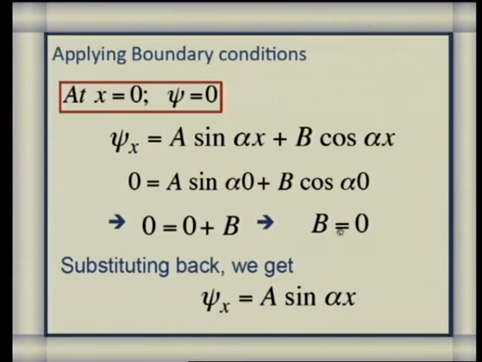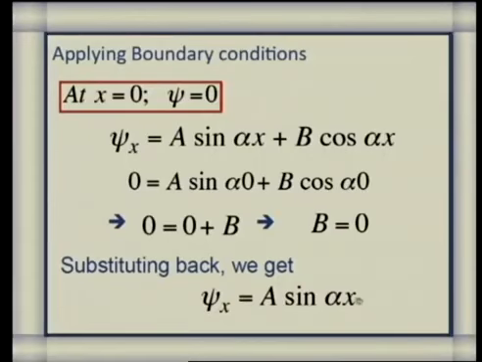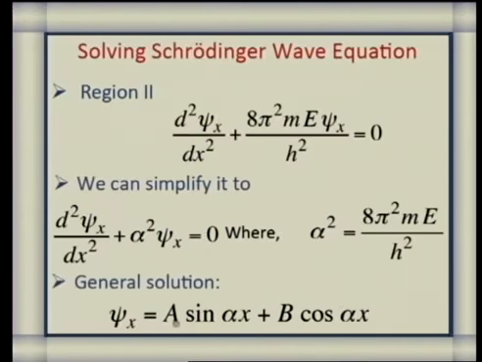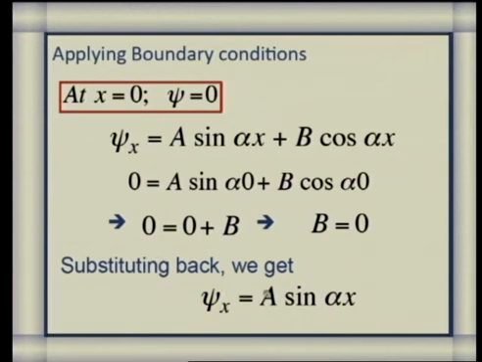That means I have got a wave function, but the moment I apply my first boundary condition, it can be satisfied if and only if the parameter b happens to be 0. When I do that, my wave function comes out to be psi x equal to a sin alpha x. So that is my wave function now. The wave function I got earlier was the one which came as a standard solution of the differential equation. The moment I apply the boundary condition, I get this wave function. So this is the wave function which is the solution of the Schrodinger wave equation.